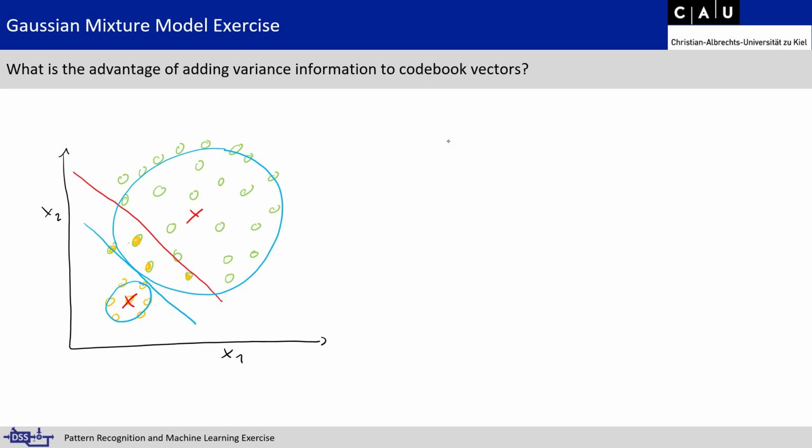Now, a second case I would like to look at, we'll stay with the two-dimensional case, is if I have overlapping classes.